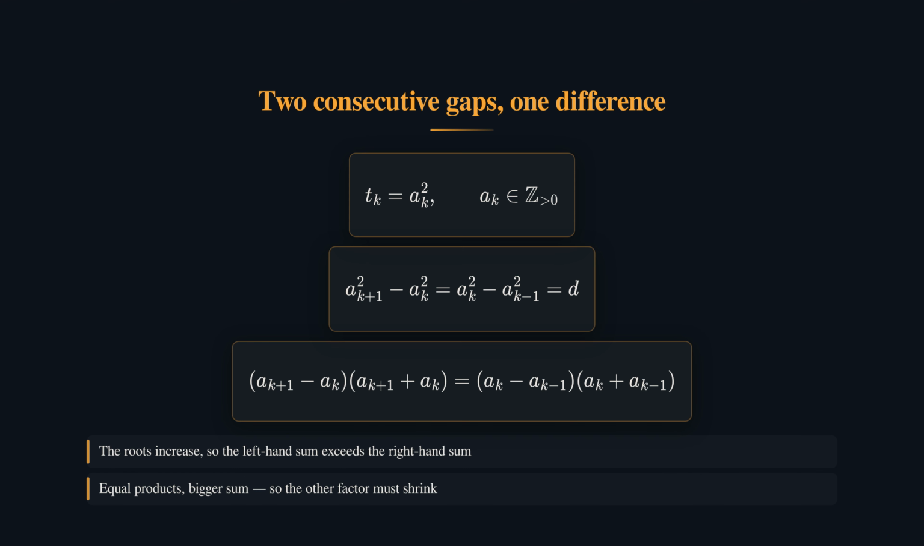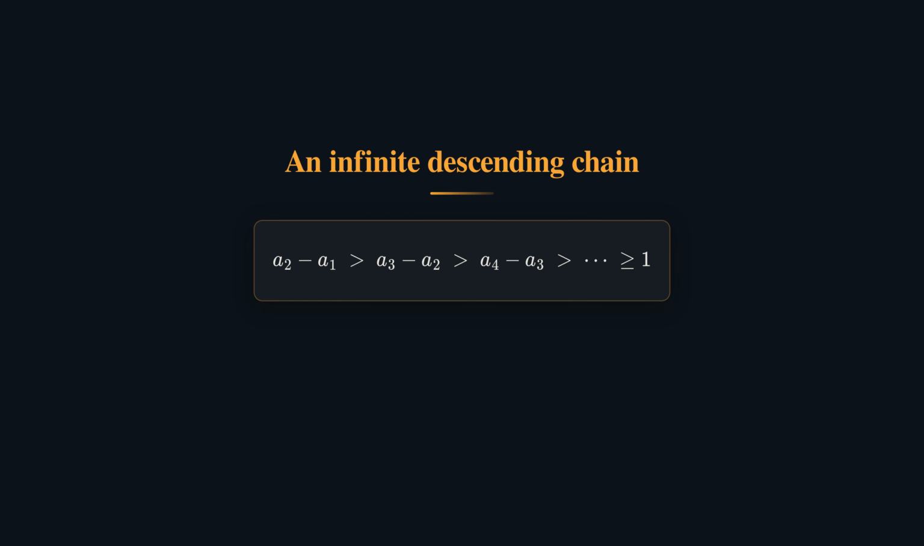But the 2 products are equal. If one factor gets bigger, the other has to get smaller. So the gap between consecutive roots strictly decreases. And that is the descent sitting right there in the arithmetic. The root gaps form a strictly decreasing chain of positive integers running on forever. Well ordering forbids exactly that, so no such progression can exist.